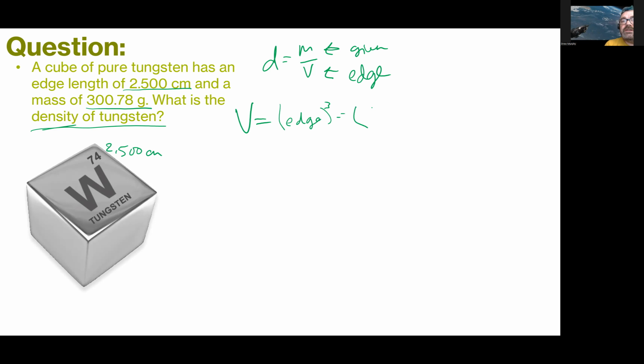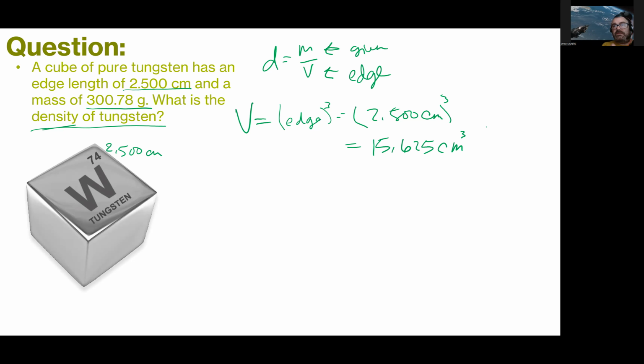And we know our edge is 2.500 centimeters, and we're going to cube that. Whenever you're doing something like this, you're going to cube the number and you're going to cube the unit. So 2.500 cubed is 15.625. The units here now become centimeters cubed. So what we've done is we've taken a length unit and turned it into a volume unit. So now we have the volume ready to go.